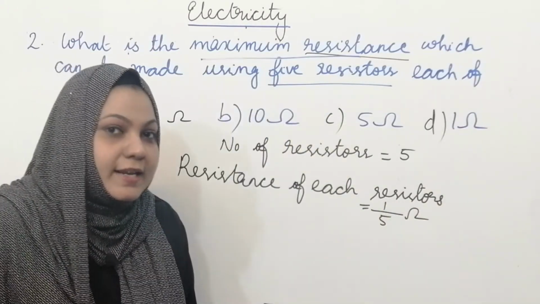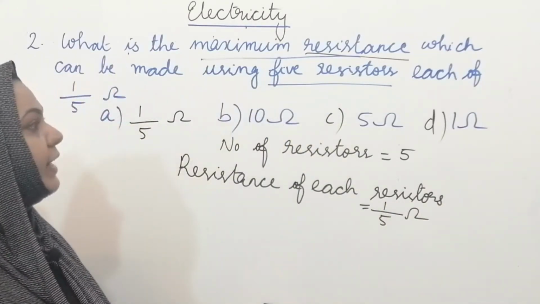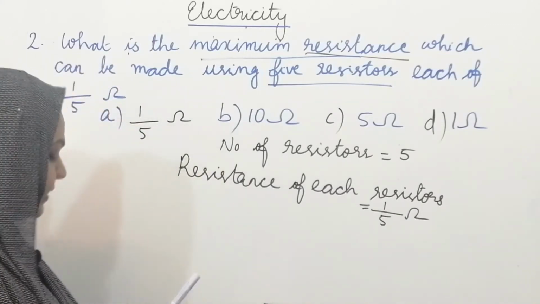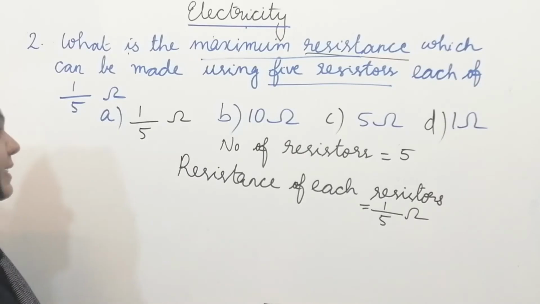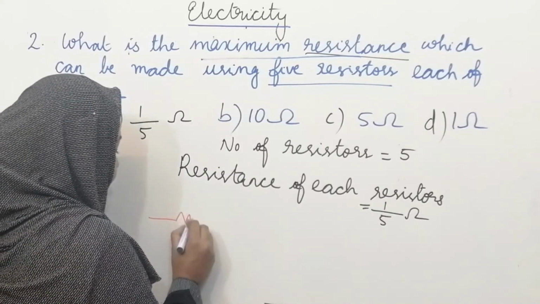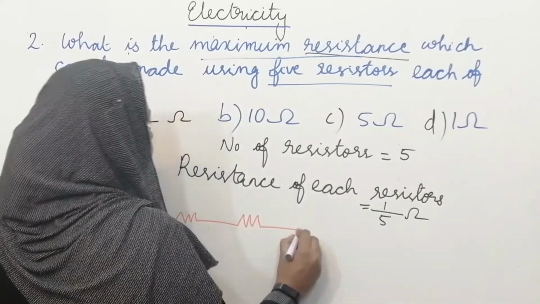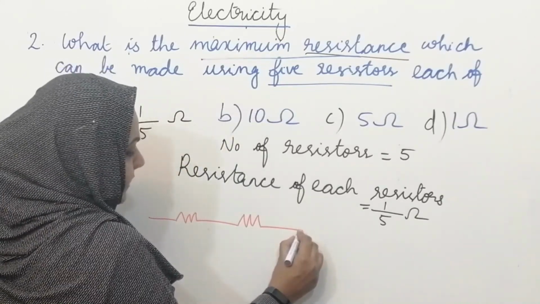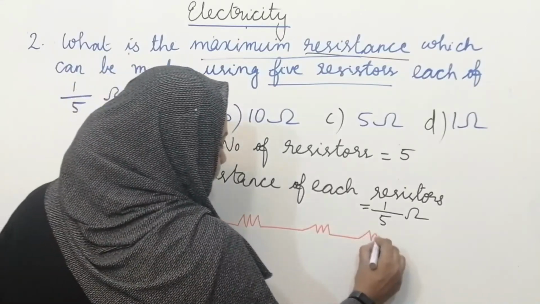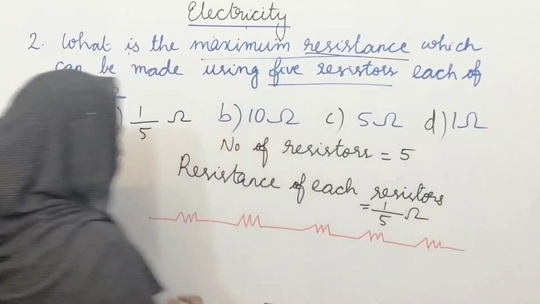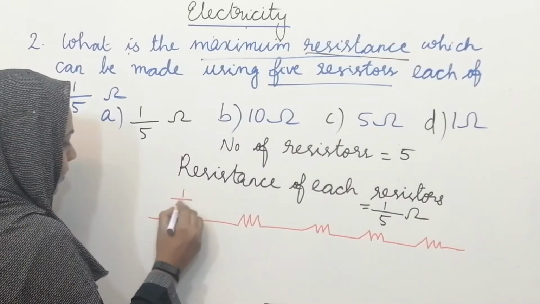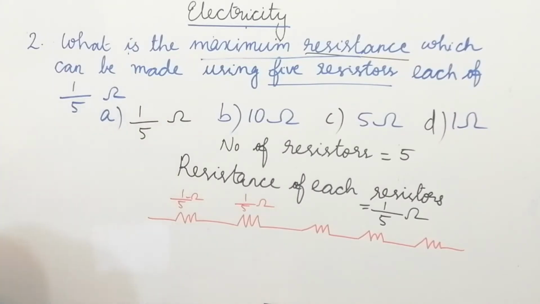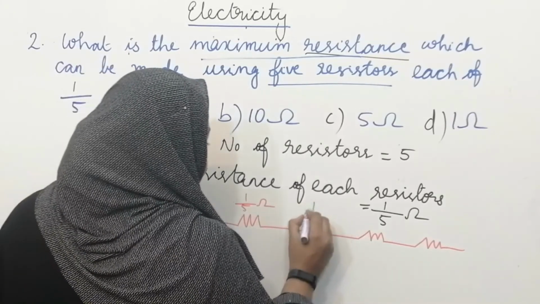We know that equivalent resistance is maximum when the resistors are connected in series combination. So now we can connect them in series combination. You know that this is the series connection. Here how many resistors? 5 resistors. Accordingly we can draw 5 resistors here in series connection. So 3, 4, now 5. This one is 1/5 ohm, here also 1/5 ohm, so 1/5 ohm.